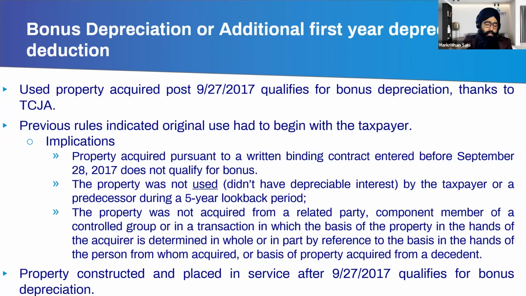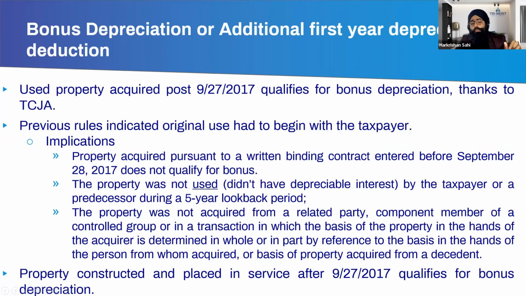First, previous rules indicated that the original use had to begin with the taxpayer, meaning that prior to the Tax Cuts and Jobs Act, only if you were the one who constructed the property could you claim bonus. But those rules have changed. Now there are some implications. If you acquired a property with a written binding contract before September 28, 2017, it does not qualify for bonus. And they specifically said that the date at which the written binding contract is enforceable is deemed the acquisition date. I'm not going to dive much into this because we are like 5 years into this, and I'm hardly going to find people acquiring properties that this would apply to. But there are still some rules you need to be aware of when you're acquiring a property.